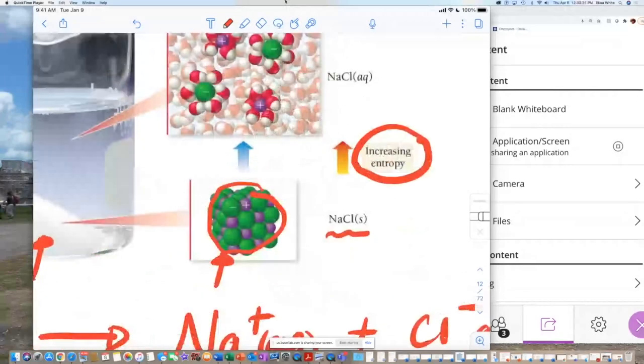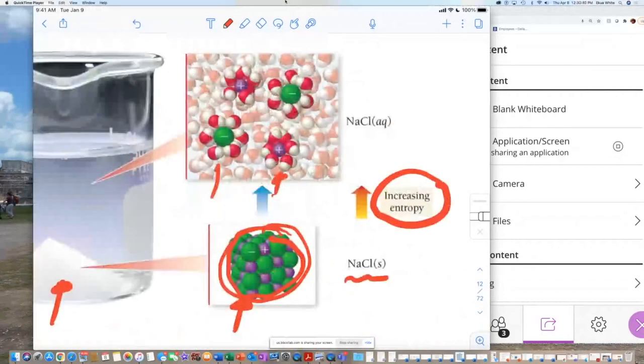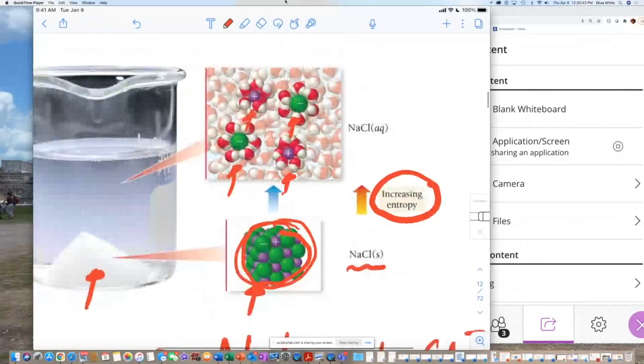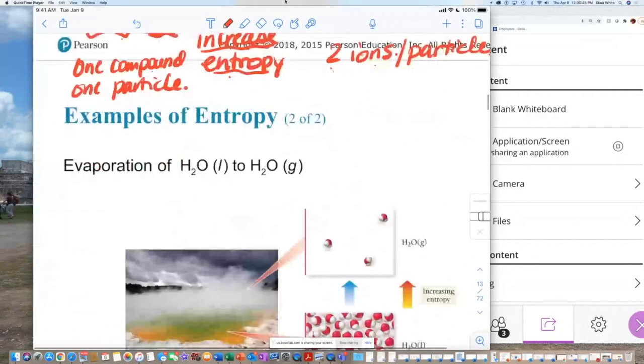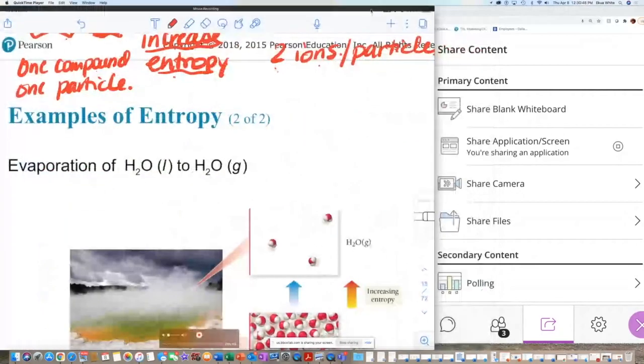So when we go from here, where you have all these units combined as one, and then they separate here, you have more randomness because you have more units in the ion form. Okay? Let me make sure I have the message part open just in case a question is asked and I can refer to it.